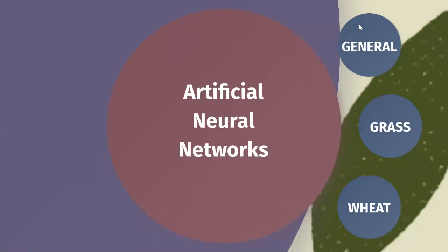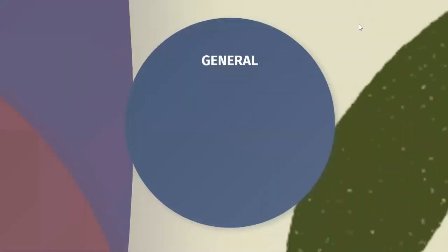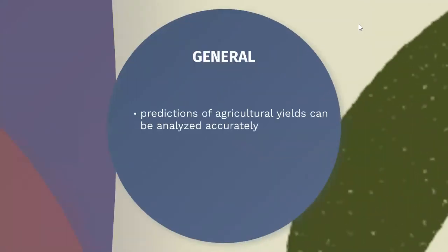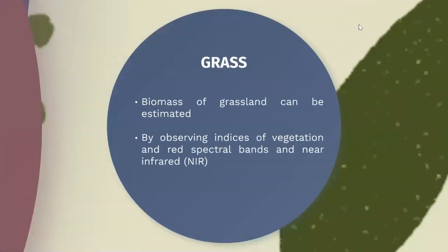Next one is artificial neural networks. In general, predictions of agricultural use can be analyzed accurately by using this model. Biomass of grassland can also be estimated by using this model. This can be done by observing indices of vegetation and respective bands and near infrared.